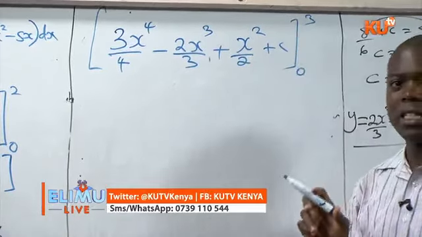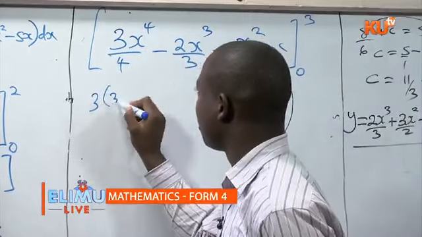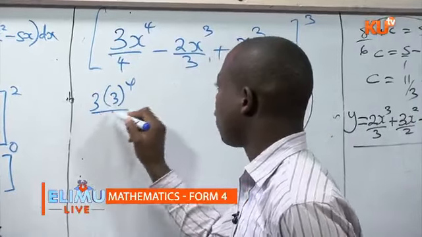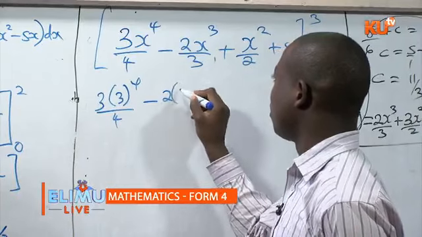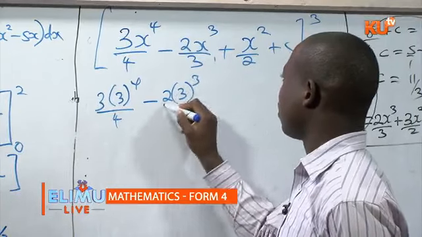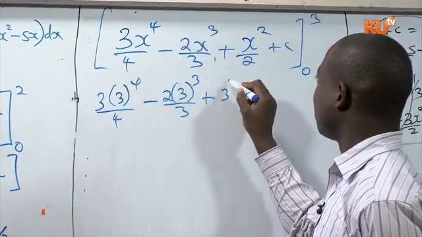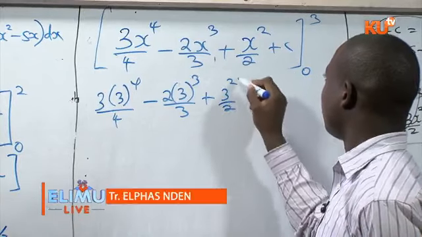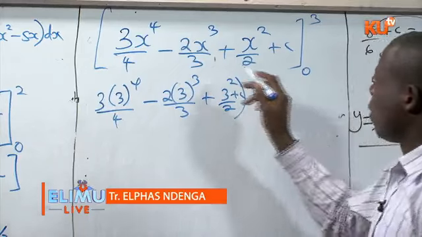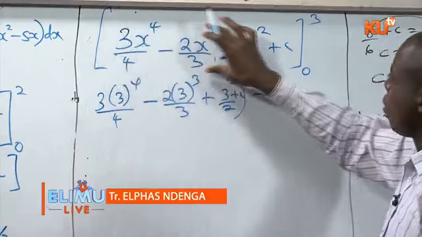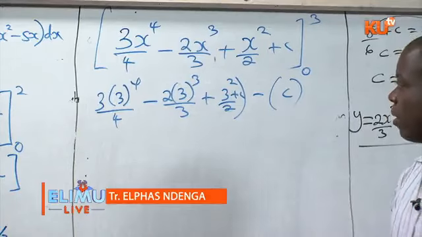We replace x when x is 3. So we shall have 3 into 3 power 4 over 4, minus 2 into 3 power 3 over 3, plus 3 squared over 2, then plus c minus, now when it's 0, everything here will be 0. Up to this point we have now only c.